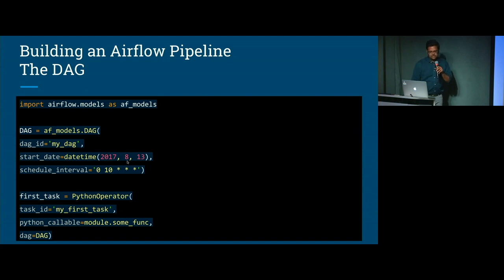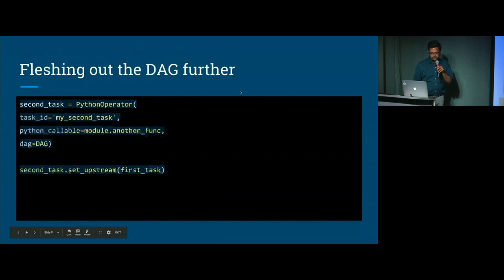The first task in the DAG is a Python operator, and we can call a function, some module function. So when this DAG runs, the first task will be this. Then let's say we add another new task. This task is linked to the DAG because we can see at the end that there is a DAG attribute. We can add as many tasks as we want and set the dependency using either set upstream or set downstream. That establishes the dependency between the tasks.